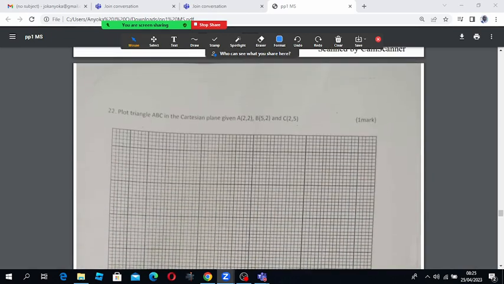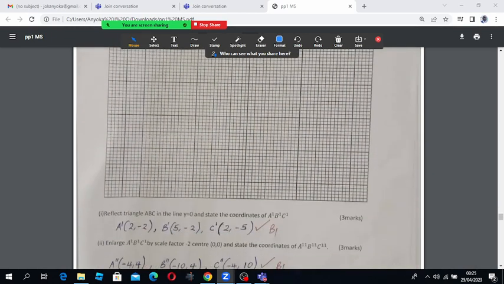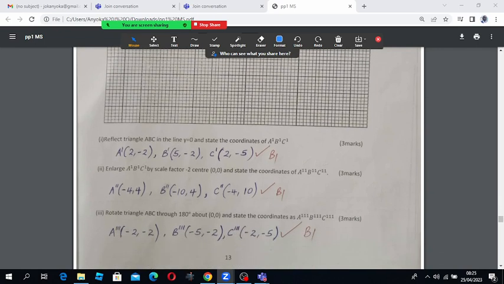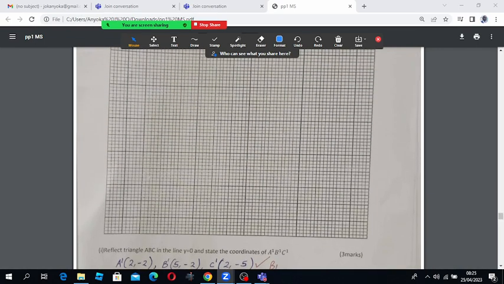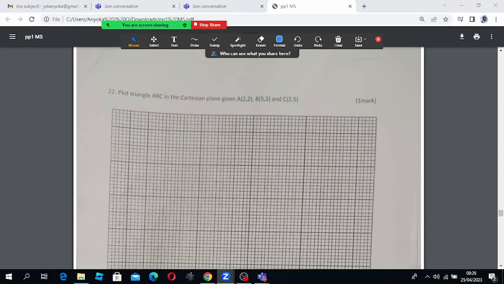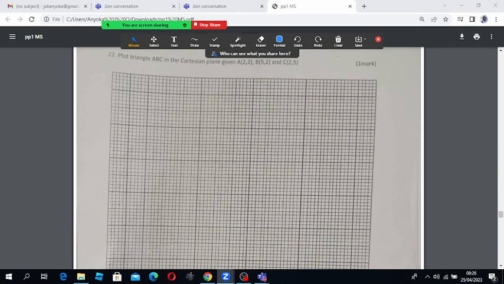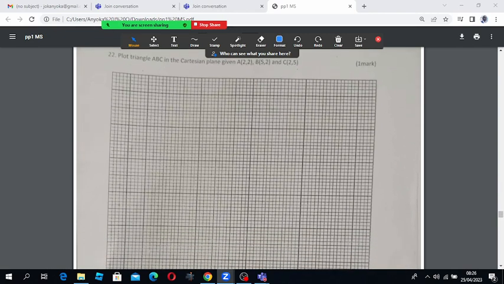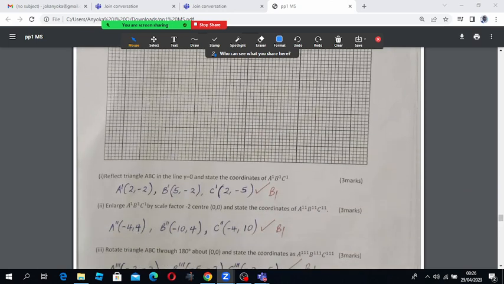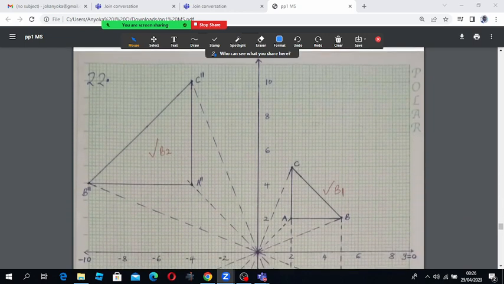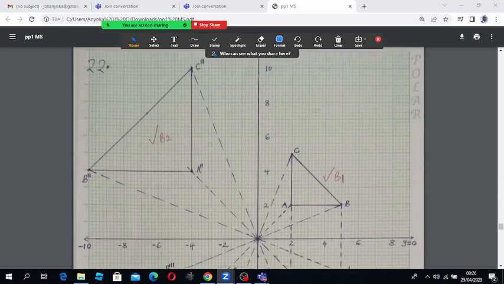Question 22. This one is not drawn. Let's skip this one. We will explain it later when we have the diagram. All right? Oh, the diagram is here. It's here with me.